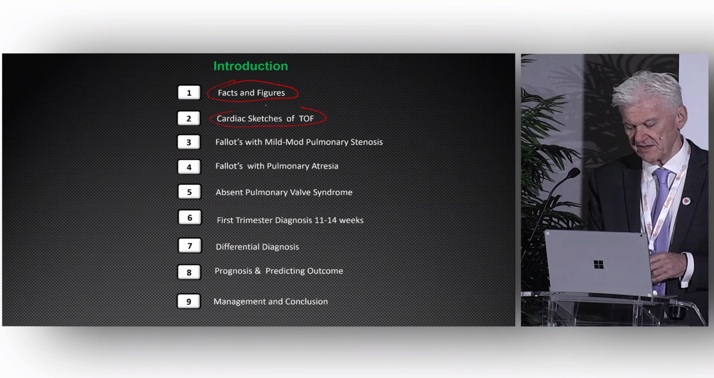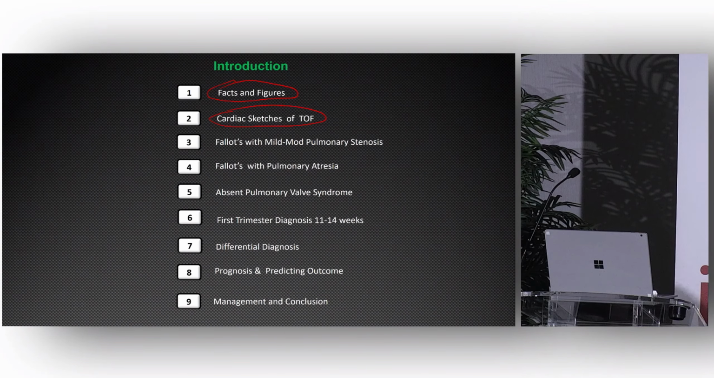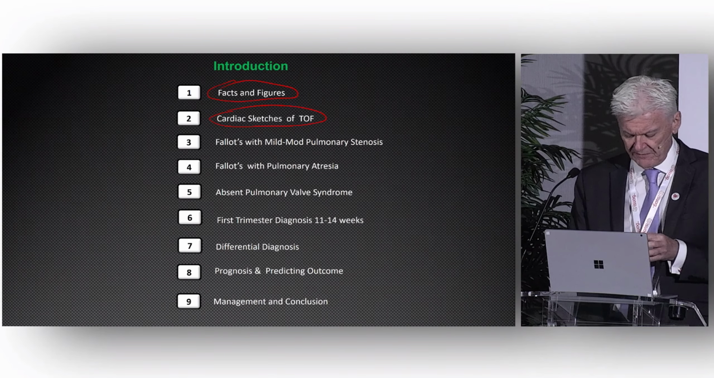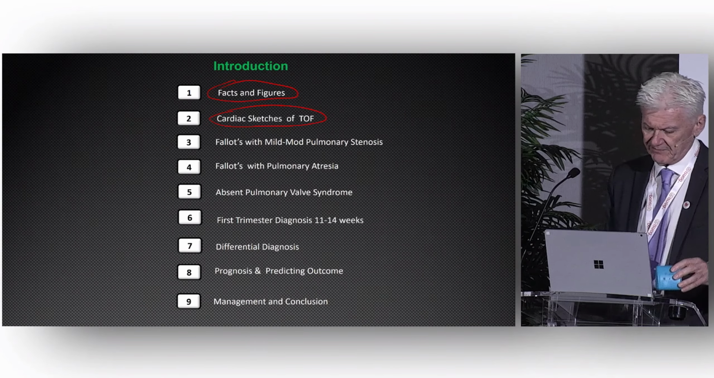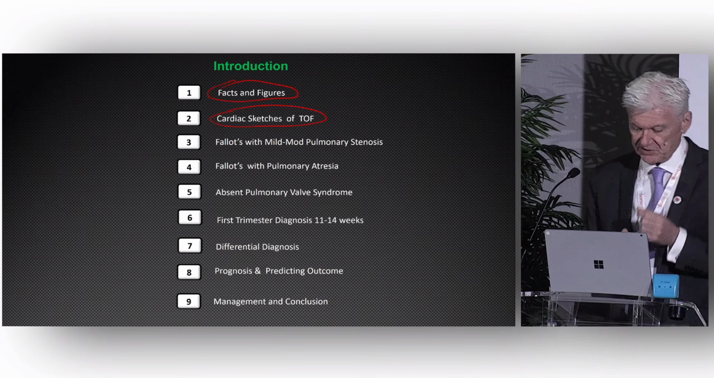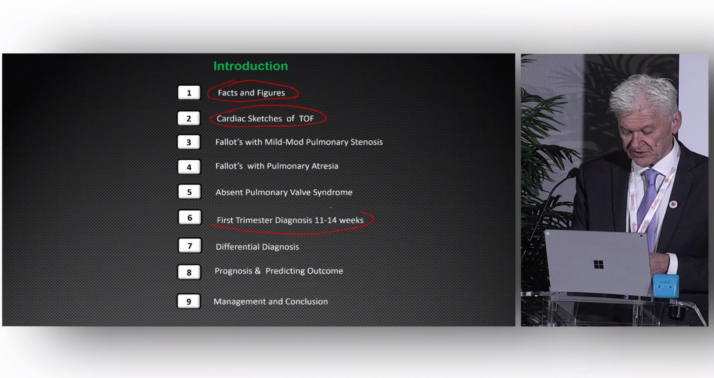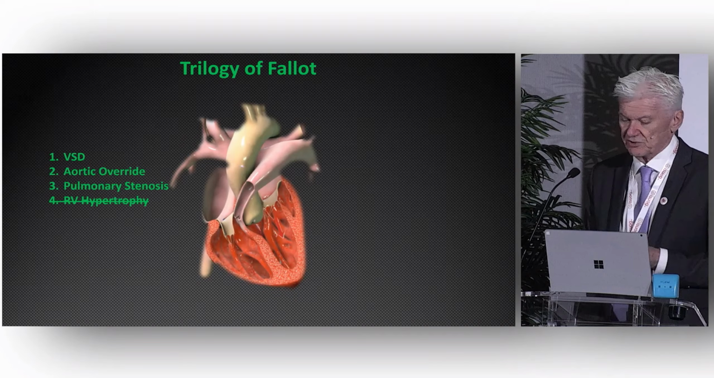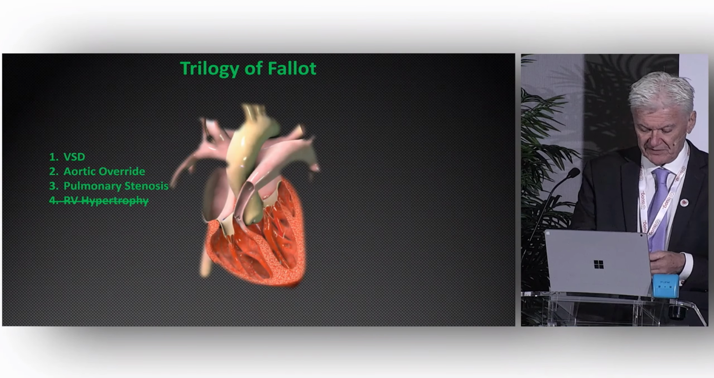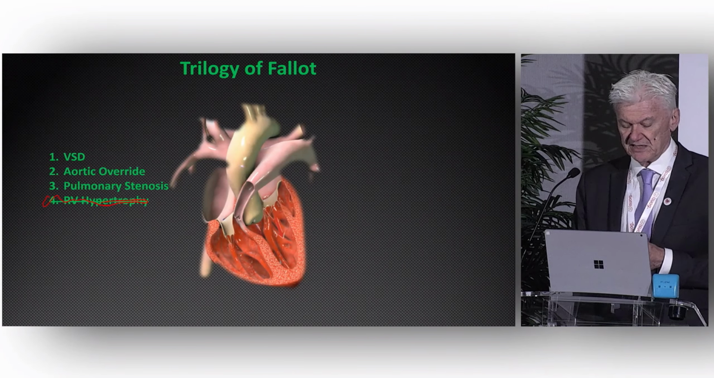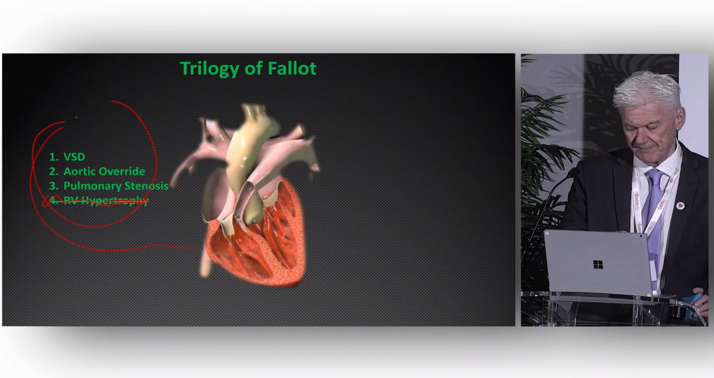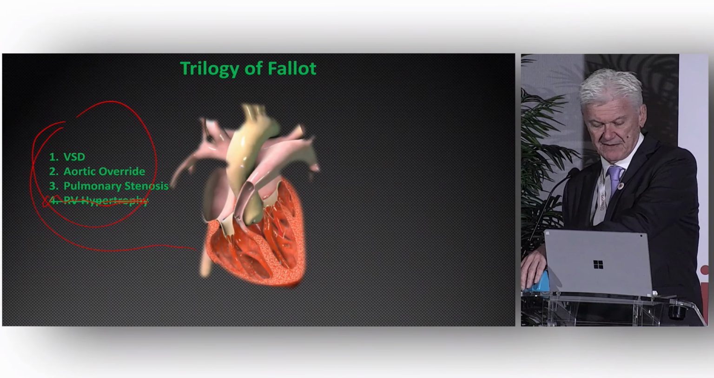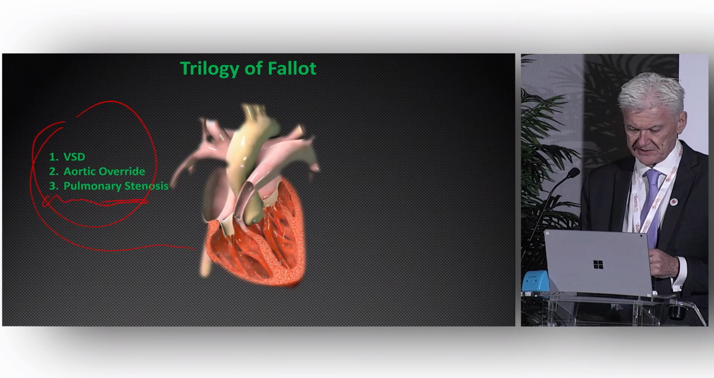and figures. I then go through sketches of cardiac abnormalities. Then after sketches, I'll cover the types of Tetralogy of Fallot, from pulmonary stenosis through pulmonary atresia and then absent pulmonary valve syndrome. And then I'll talk about first trimester diagnosis, differential diagnosis, and then outcome. And prenatally, it really should be the trilogy of Fallot, because right ventricular hypertrophy does not occur prenatally. So these are the three things which we pick up prenatally: the VSD, aortic override, and pulmonary stenosis.